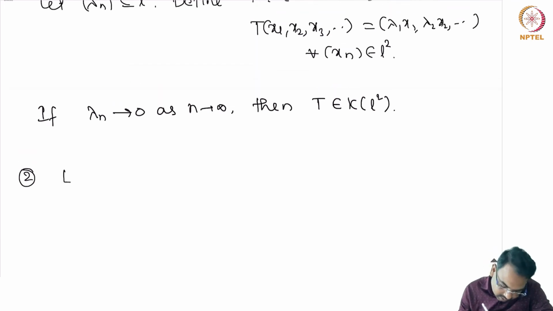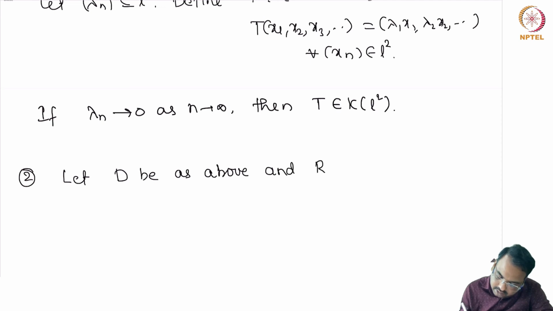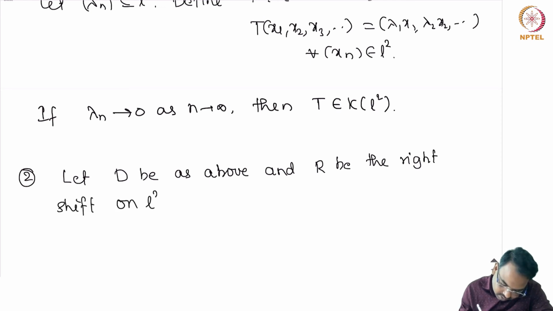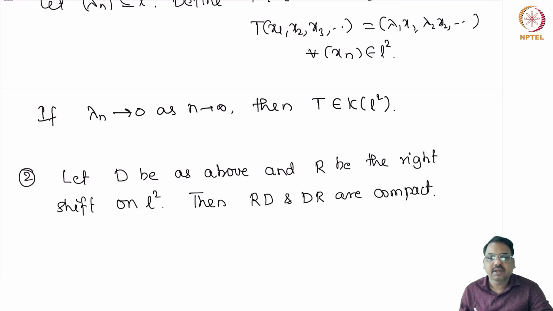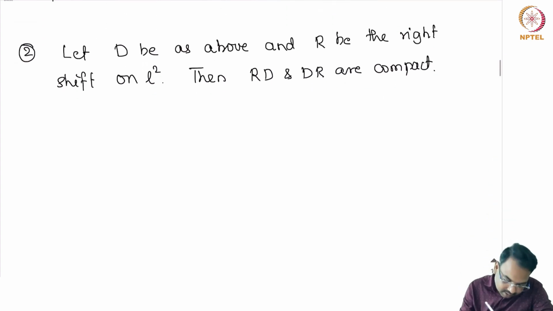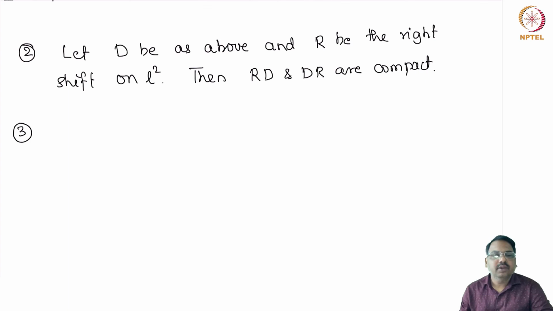So let D be as above and R be the right shift operator on l2. Then we can say that RD and DR are compact, because the set of all compact operators forms an ideal, and we know that D is compact and R is bounded, so RD and DR both are compact. So let us look at one more example.